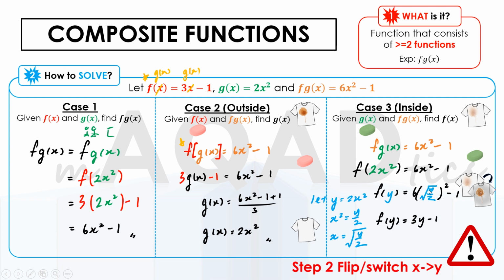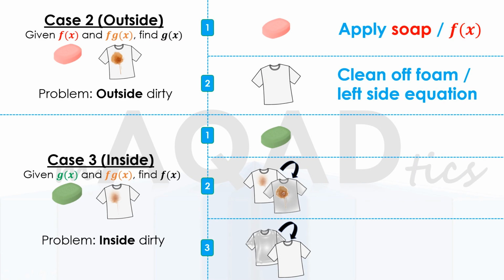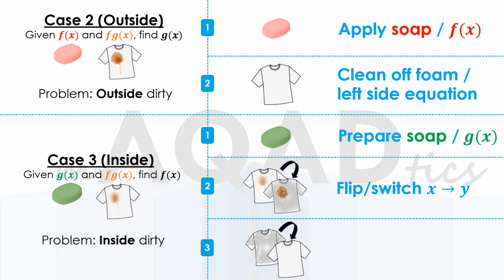Then later on we simplify a bit, and for the third step, which is to flip back the shirt, everything which is in y, we need to switch it back to x. The reason is because in the question it says x in the bracket. So we need to change y to x because the question requires it. So our first step is to prepare the soap, the g(x) inside the f(g(x)). Then we flip or switch all the x to y. Then we flip and switch back the y's to x.